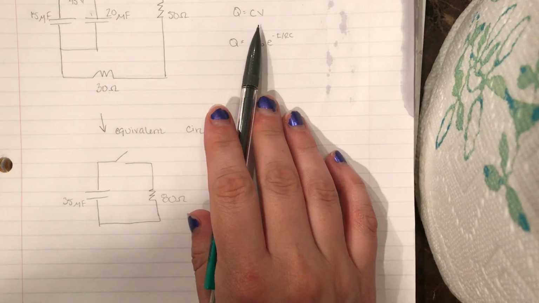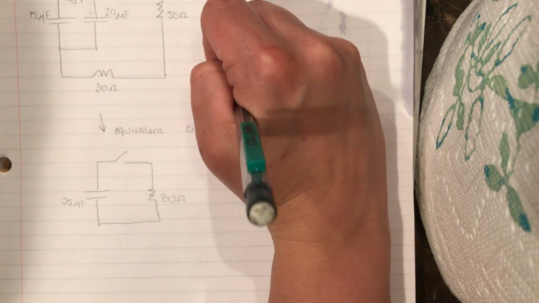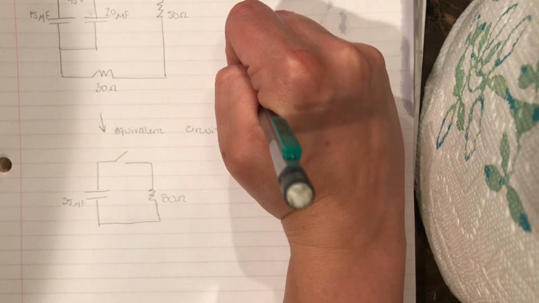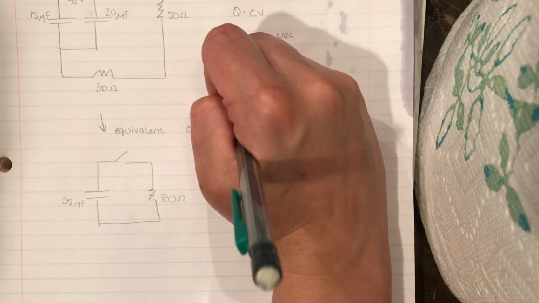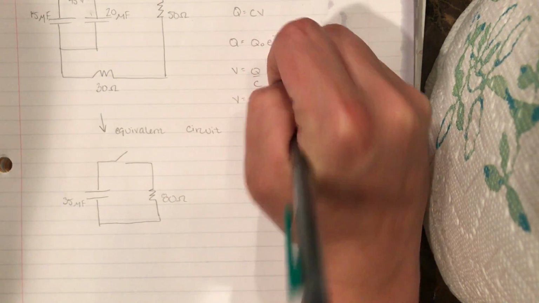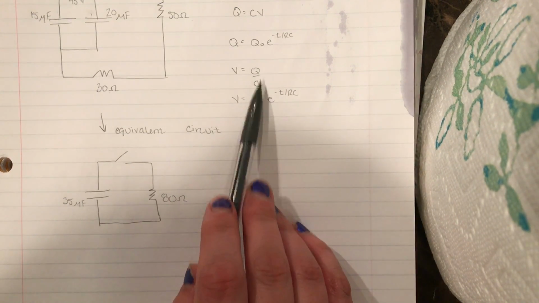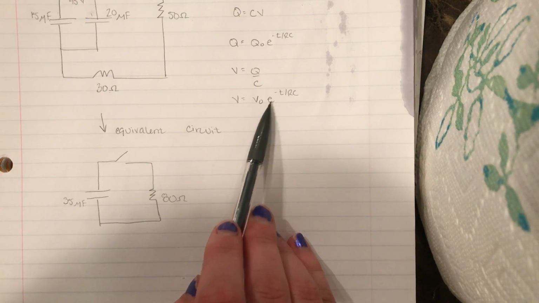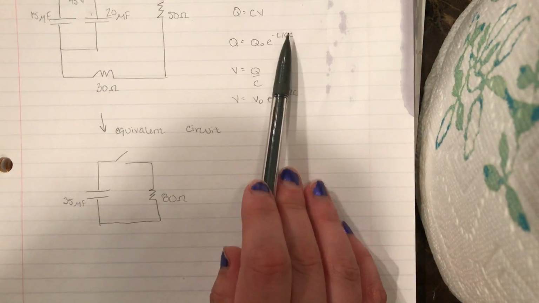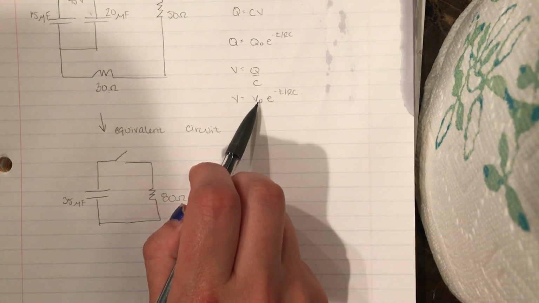So now from Q equals CV, and we know how Q decays with time, we can make the reasonable assumption that because V equals Q over C, V is also going to decay like V naught e to the minus t over RC. So we start with our original Q naught over C, and then it decays. All we're doing is plugging this into there. So that's how we're going to get our voltage.